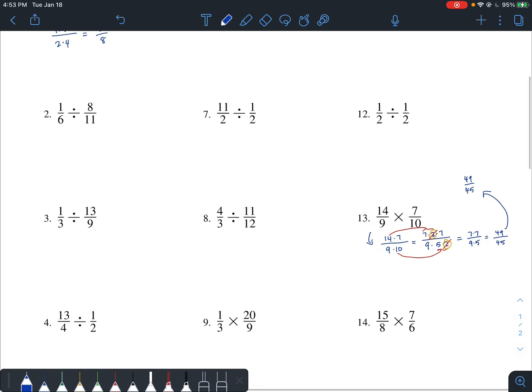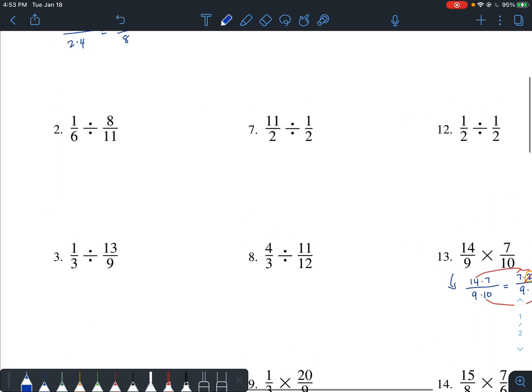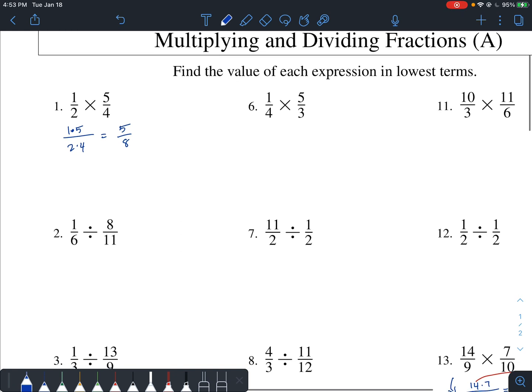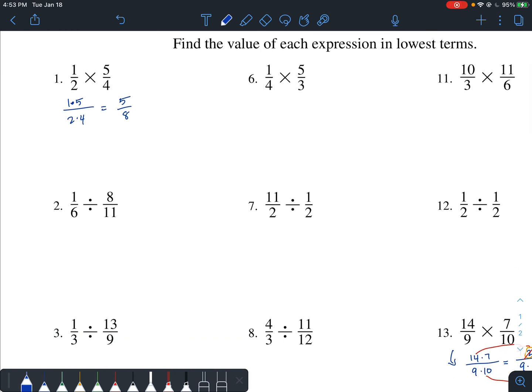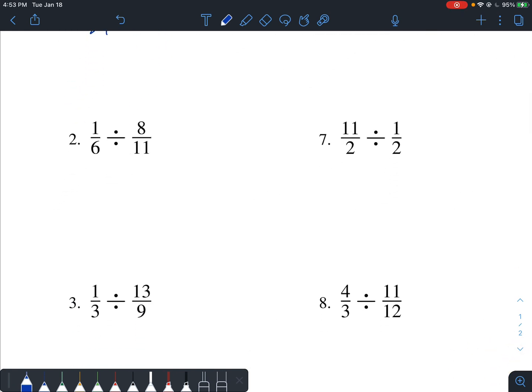Okay? So keep that in mind as you work on those type of problems, as you work on these problems. Okay, now that's multiplying fractions. Let's talk about dividing fractions right here.